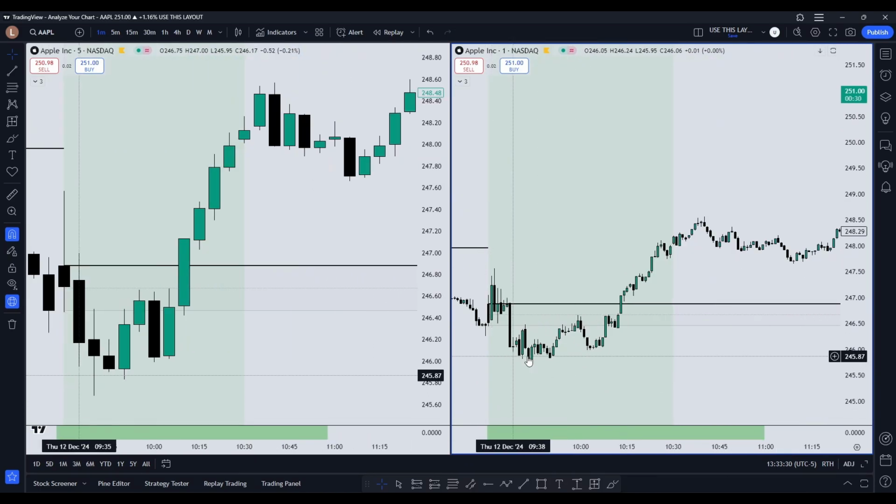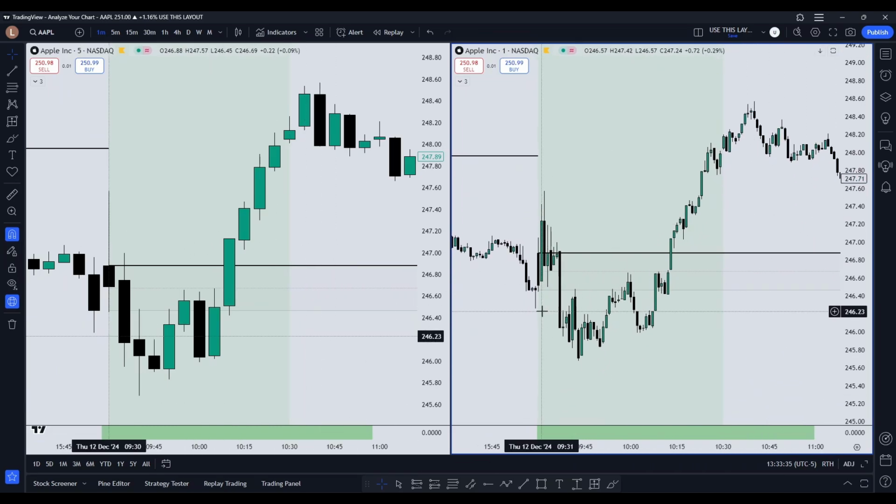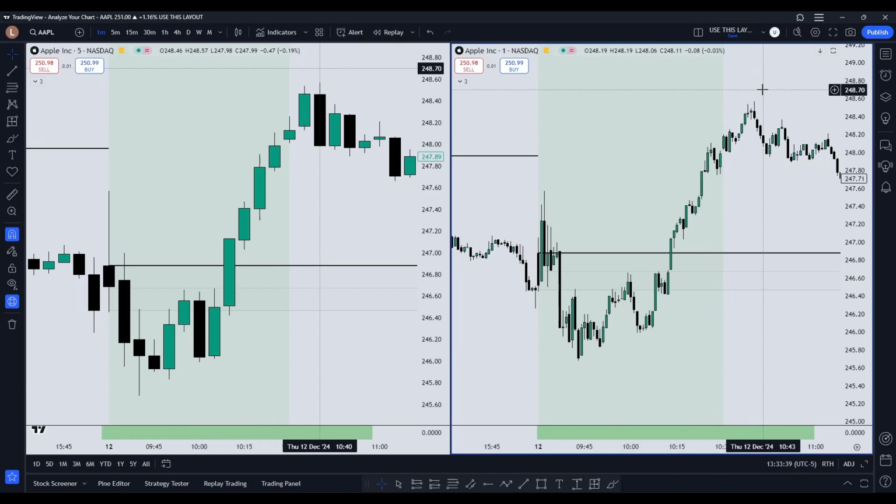Now, before I talk about why I have this highlighted here even further: within the first hour of trading is where I want to see the most price increase.